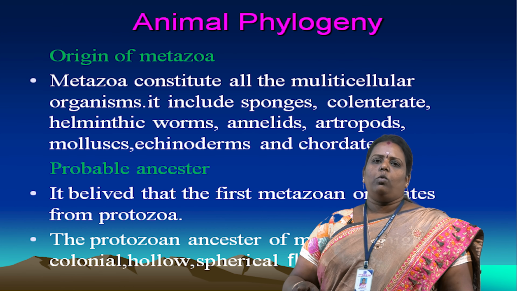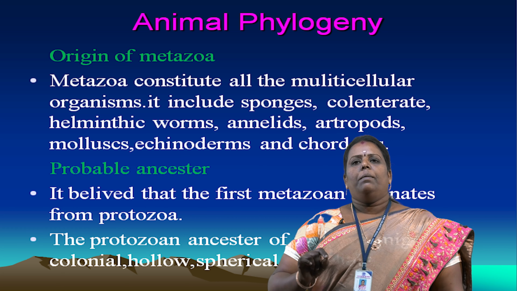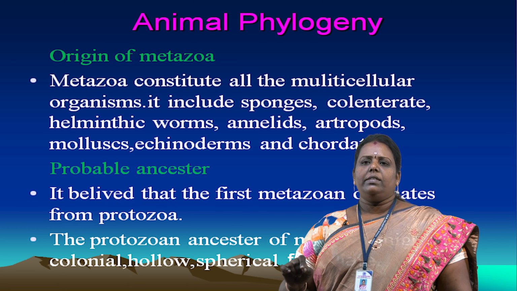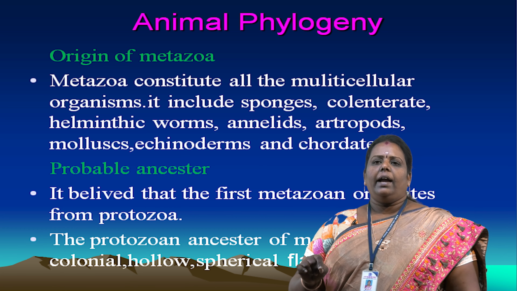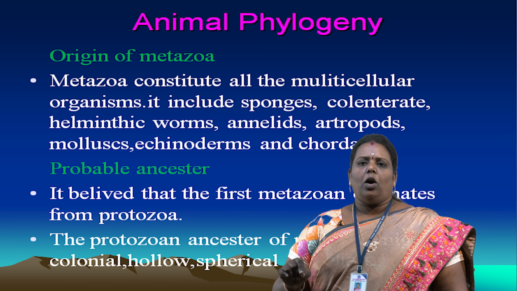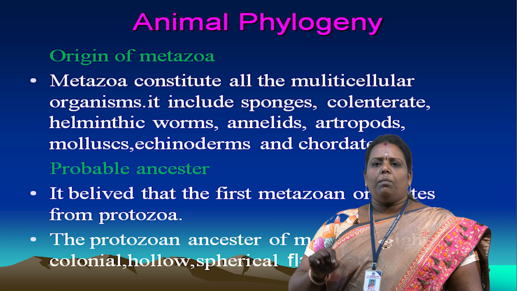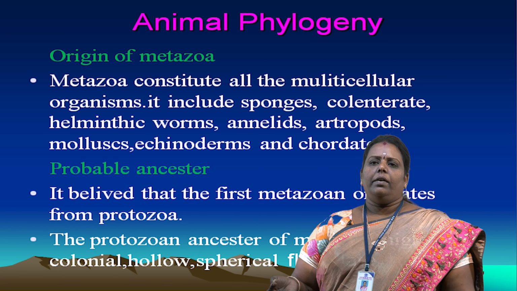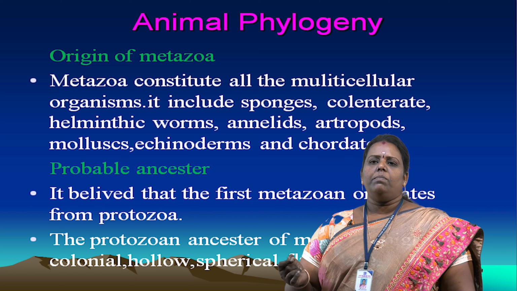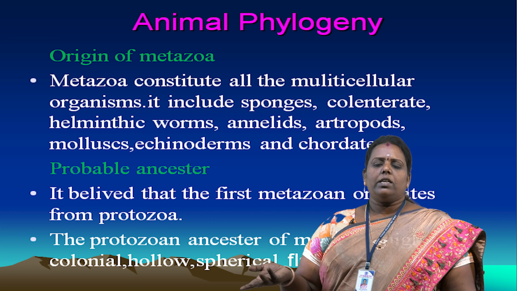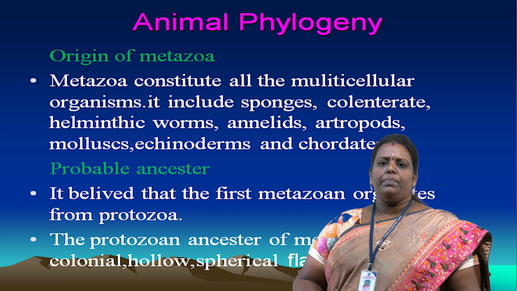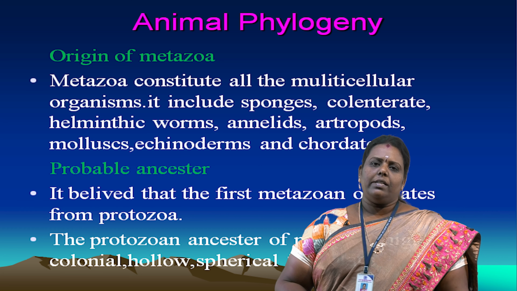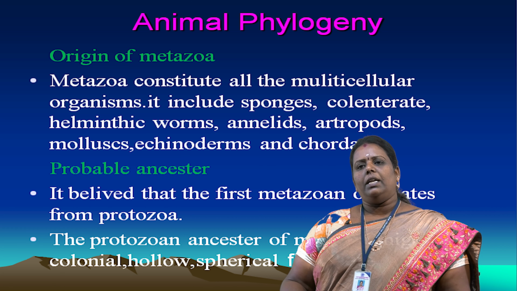Origin of metazoa. Now we have known how the metazoan animals, multicellular animals, are formed. Already I told you it includes sponges, coelenterates, helminthic worms, annelids, arthropods, another one is mollusks, echinoderms and chordata. You know the example of helminthic worms, annelid worms. Annelids, for example, earthworms. Arthropod examples, any one of the prawn species. Mollusk example, lamellidens. These are also the metazoan animals.